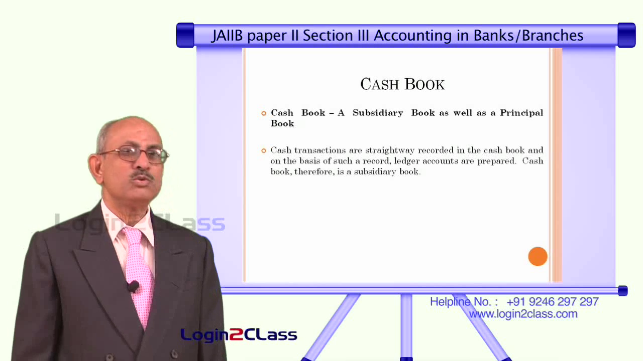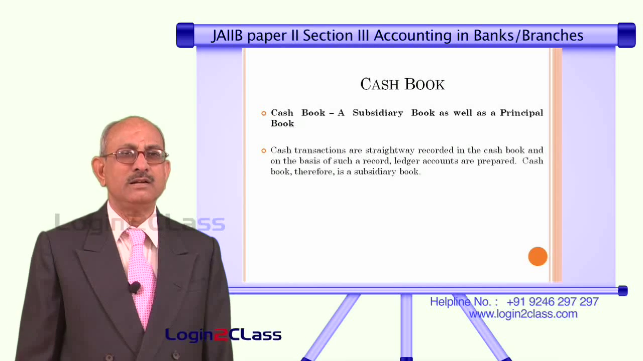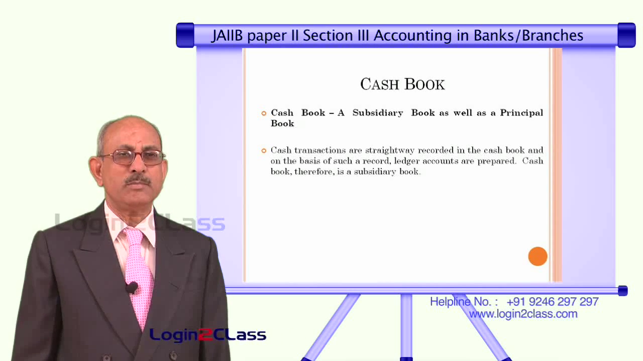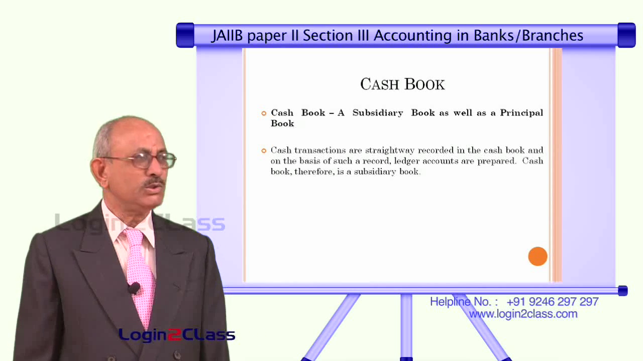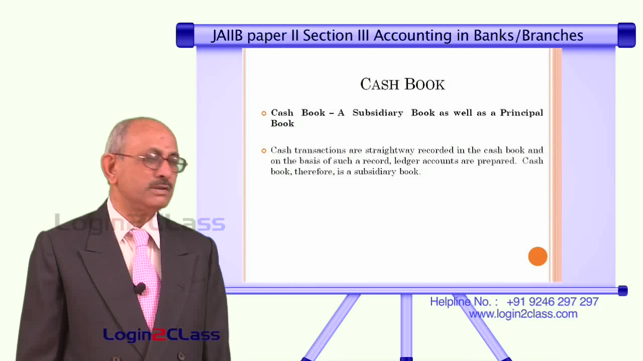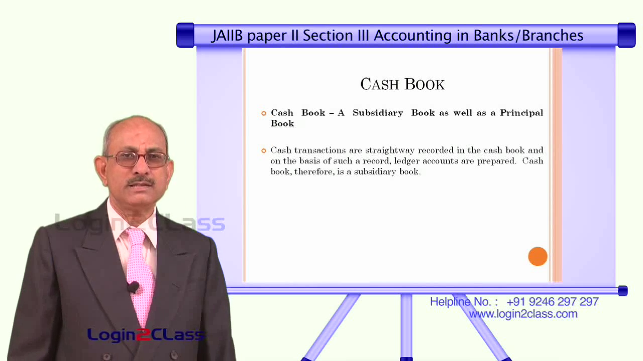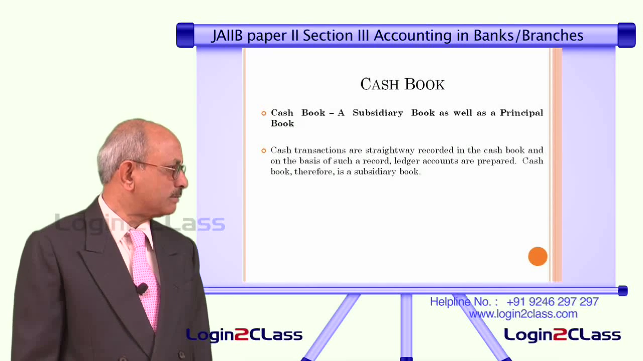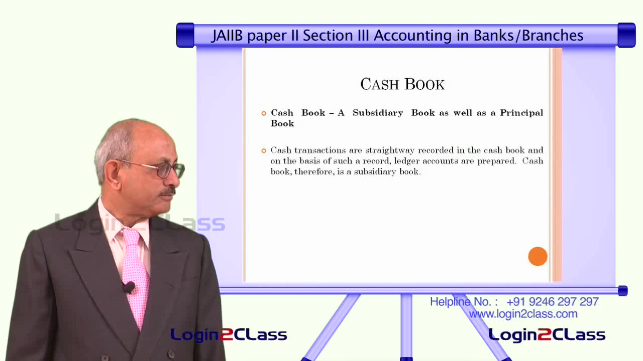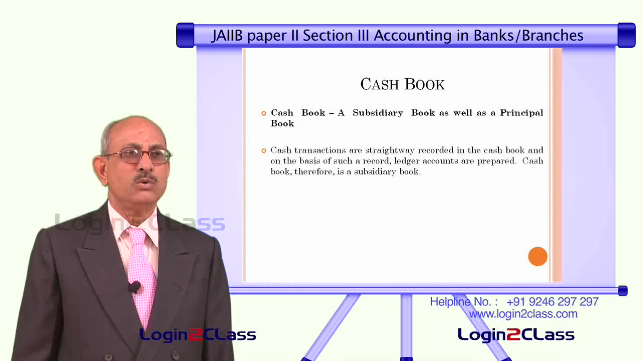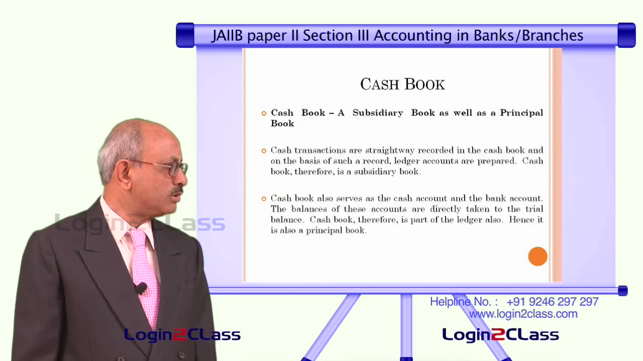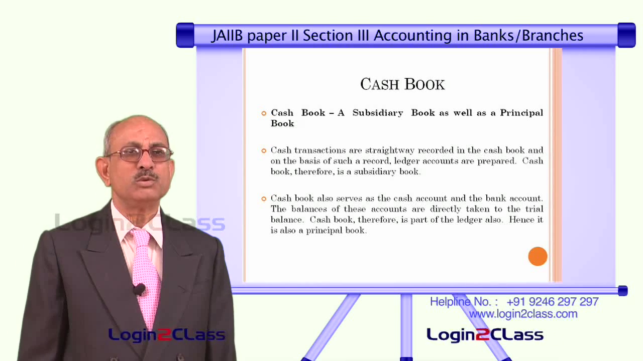So in the case of a cash book, what happens? Cash book itself will also help you find out the balance in the account. So it is also an account and also it is a subsidiary book. Therefore, it is also known as a principal book as well as a subsidiary book. And normally this is a question which is asked in most of the examinations as to why a cash book is called a subsidiary book as well as a principal book.